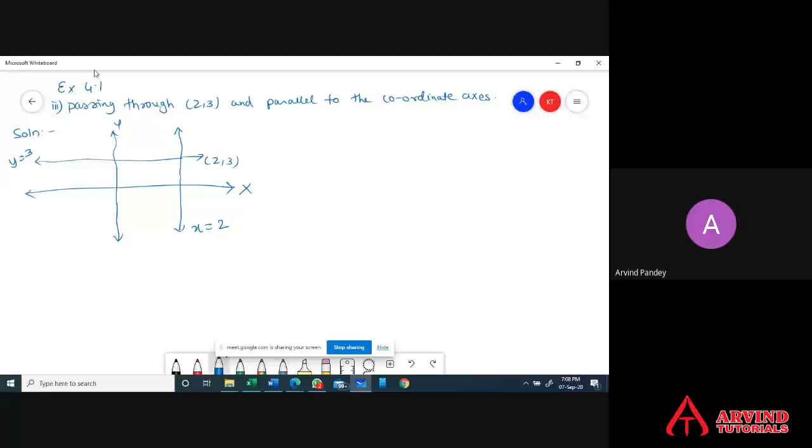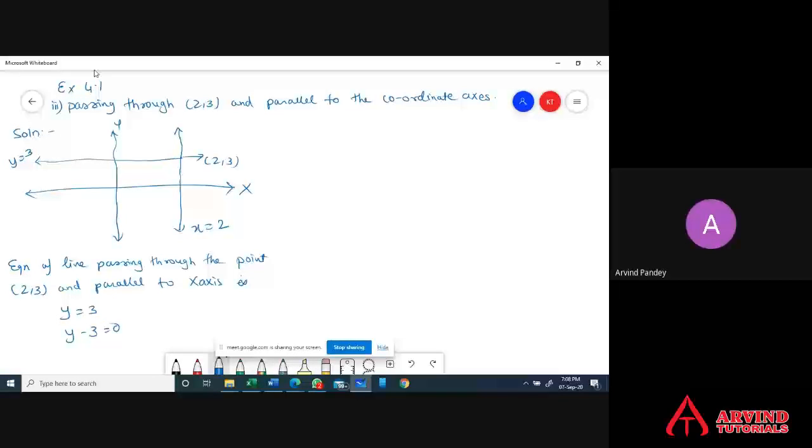Okay, so I'll say first, equation of line passing through the point 2 comma 3 and parallel to x-axis is y equal to 3, that is y minus 3 equal to 0.